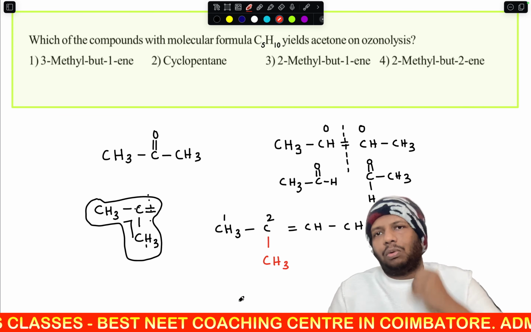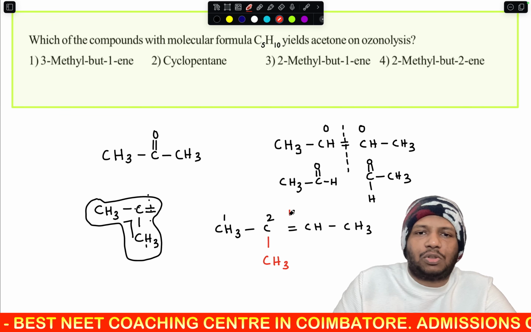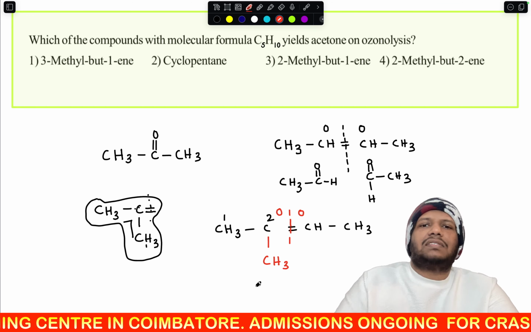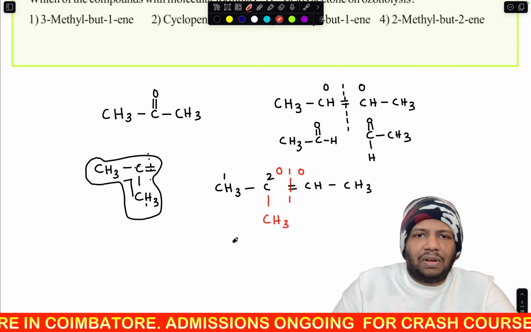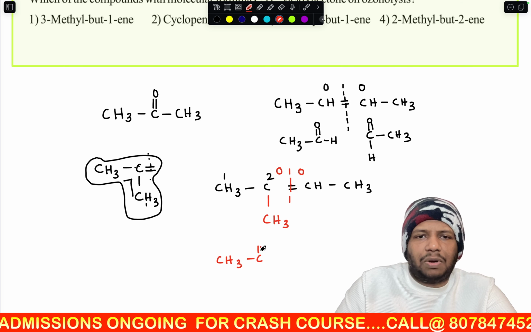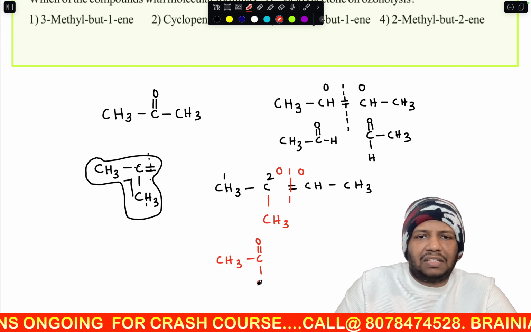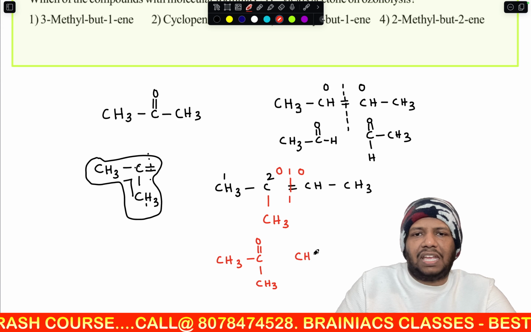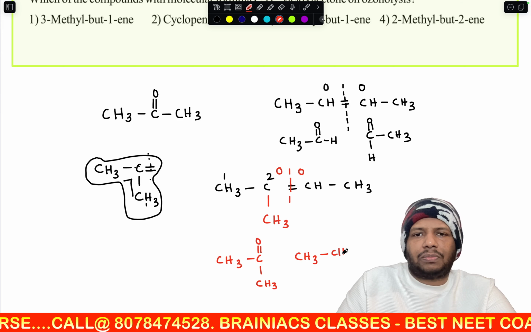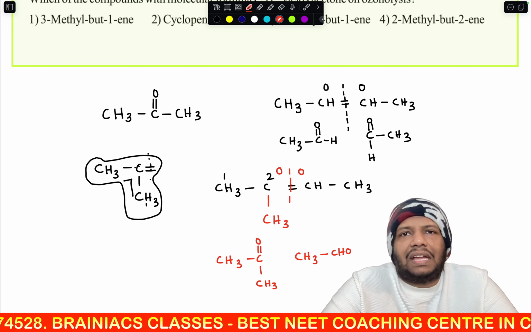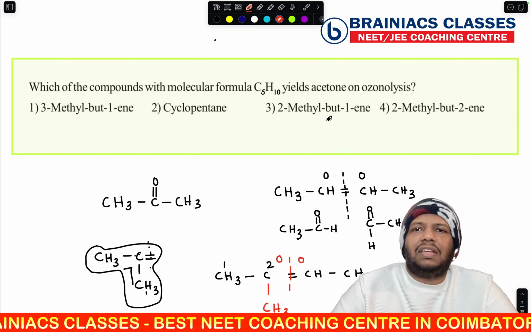Then this will become 2-methyl-butadiene. Now if you perform ozonolysis of this, I am sure that you can distribute oxygen on both sides like this. Then what you will get? In the first one you will get CH3 C double bond O CH3. This is what we need, that is acetone, and the next product is CH3 CHO, that is acetaldehyde. Clear? So I can say my answer for this question is option 4.